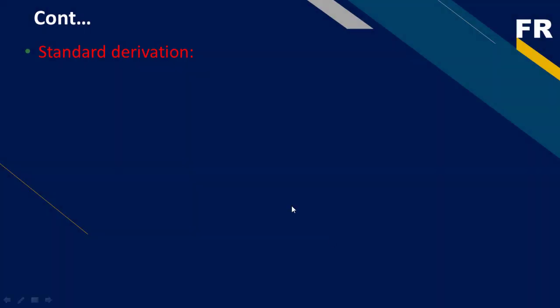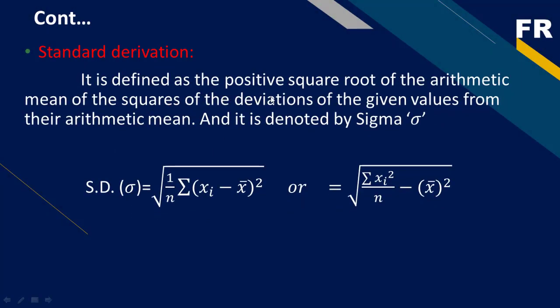Last definition is standard deviation. It is defined as the positive square root of the arithmetic mean of the squares of the deviations of given values from their arithmetic mean, and it is denoted by sigma. So sigma is equal to under root 1 by n summation of xi minus x bar square. Here the bracket xi minus x bar is a deviation of xi point from their mean. This equation is also given by square root of summation of xi square divided by n minus x bar square.